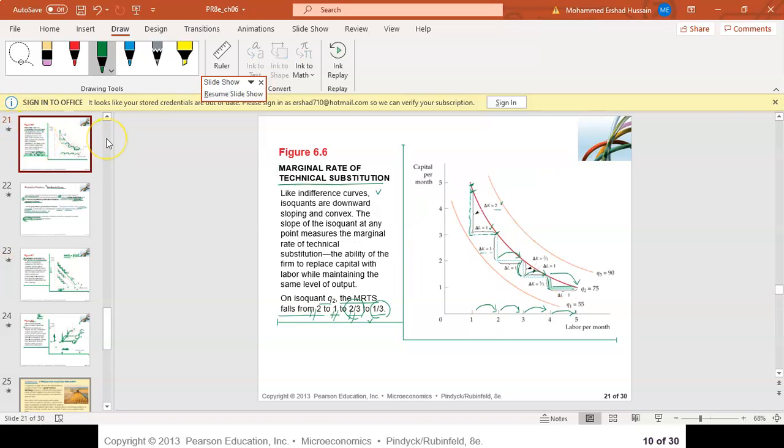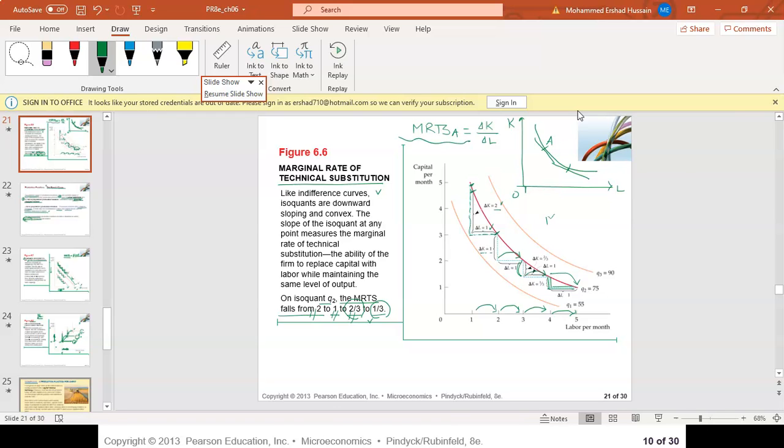If you go back here, remember these isoquants are convex to the origin, right? As a result, at any point you measure the slope, this is the slope. And as we said, the slope of the isoquant shows us the MRTS, right? Let us say at point A it is delta K over delta L, right? You know that those are the two axes, L and K. Now this is MRTS at A.